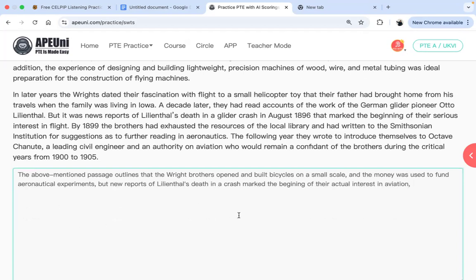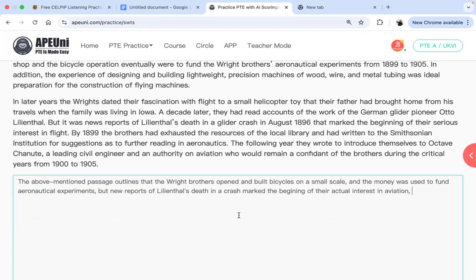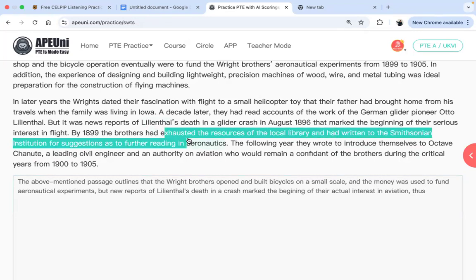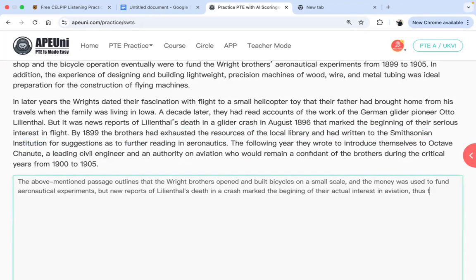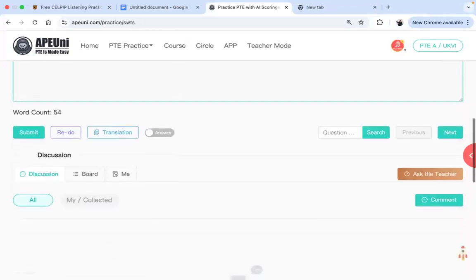What? Or core? Core interest. Yes, Rajan. But is written and is written does. Okay, last keyword does. They exhausted the resources of local library. Okay. They does. They studied all the material in local library on aviation, on aeronautics. I'll take that word. Good one. Now how many words? 54.